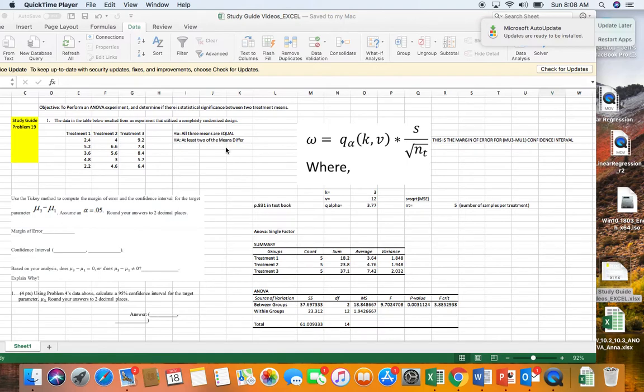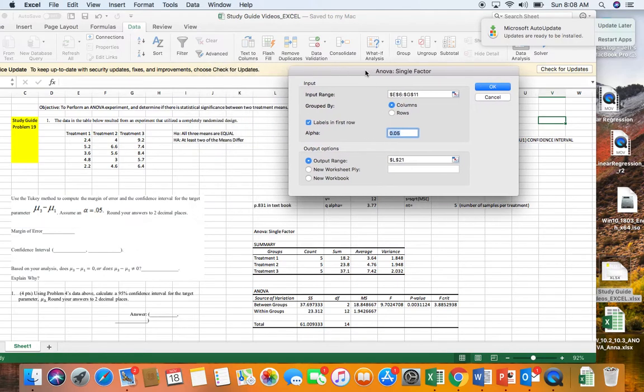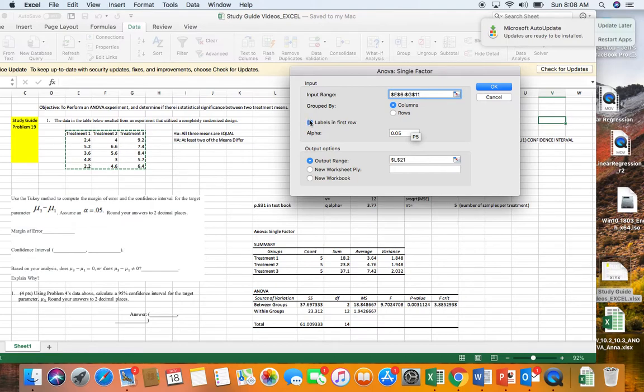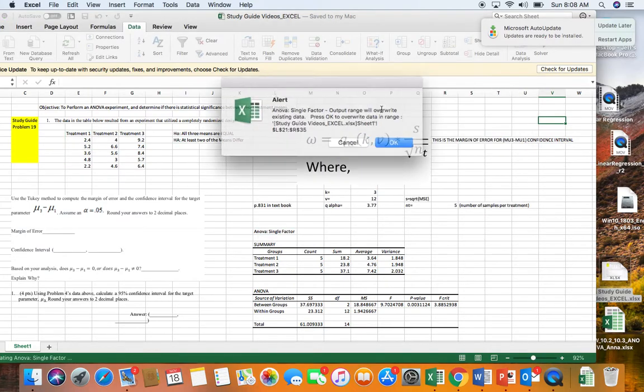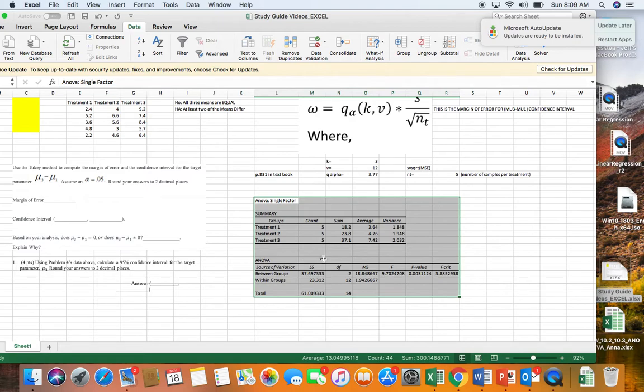So in order to start this, we're going to go to our data pack, and I'm going to hit single factor, and I've already plugged in the data, but I'm going to repeat it. I'm going to just hit the input. We have labels. We're going to test at alpha equals 0.5, and we're going to put our data right here. So I'm going to hit OK, and here is our data and specifically our ANOVA analysis.